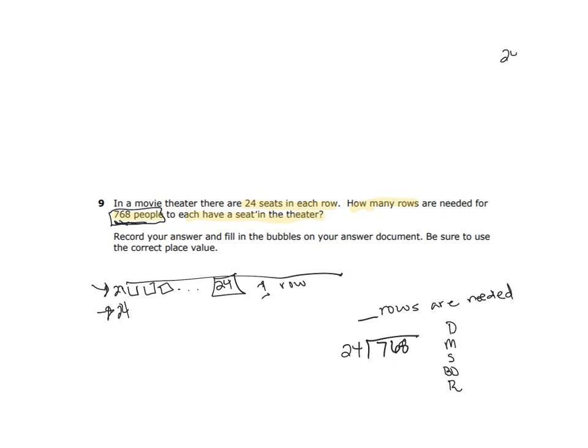So 24 is 1 time. If I added another 24, 4 and 4 make 8, that's 4. 48 is 2 times. I can add another 24, 8, 9, 10, 11, 12, 6, 7. 72 is 3 times. I can add another 24, 4, 5, 6, 7 plus 2 is 9.